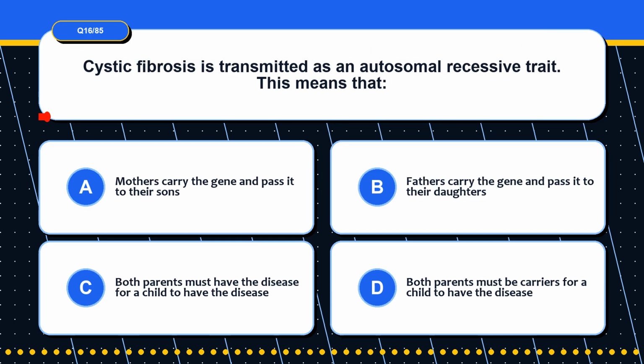Question 16. Cystic fibrosis is transmitted as an autosomal recessive trait. This means that, here are the options. Option A. Mothers carry the gene and pass it to their sons. Option B. Fathers carry the gene and pass it to their daughters. Option C. Both parents must have the disease for a child to have the disease. Option D. Both parents must be carriers for a child to have the disease.